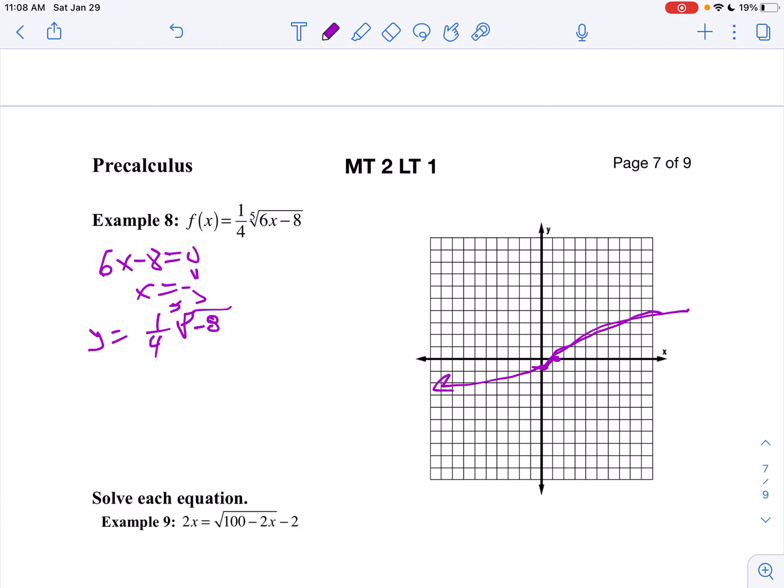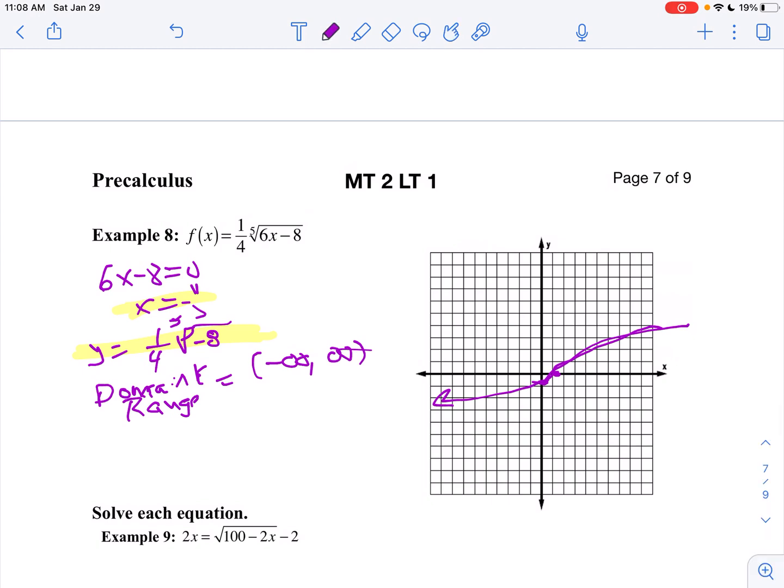So now let's do everything we've done. So my domain and range are both -infinity to +infinity. I've already done, here's my x-intercept, here's my y-intercept. It's continuous. Because it's an odd root, that's why it's defined for all real numbers.